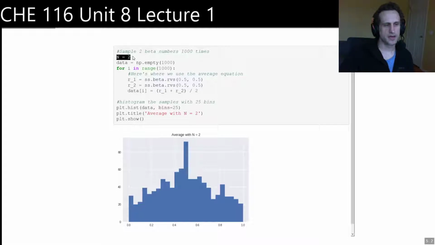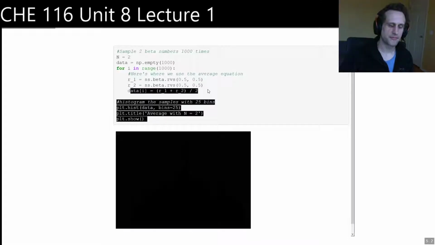So I wrote down n equals 2. I'm going to sample x's 1000 times, so I'm going to compute these averages 1000 times. There are these sums. So here is my first random variable. Here's my second random variable, and then I compute the average. Remember, to get the central limit theorem to apply, you have to average random variables or sum random variables. So I sampled once, twice, then I took the average.